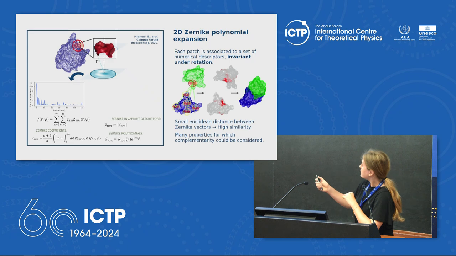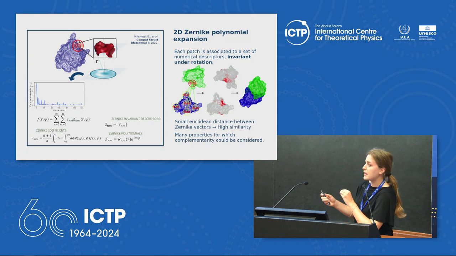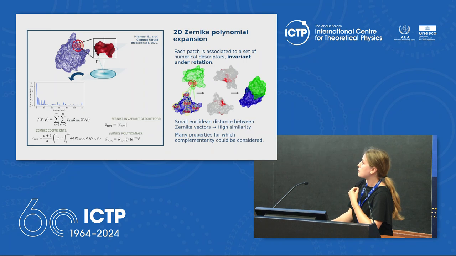We start by selecting a portion or patch of a molecular surface and projecting it onto a disk by building a two-dimensional matrix in which each pixel is associated to the spatial position of the points projected inside of that pixel. This is a two-dimensional function that we can expand on the basis of the Zernike polynomials. So at the end of this process, we associate each patch with a Zernike vector describing its shape.